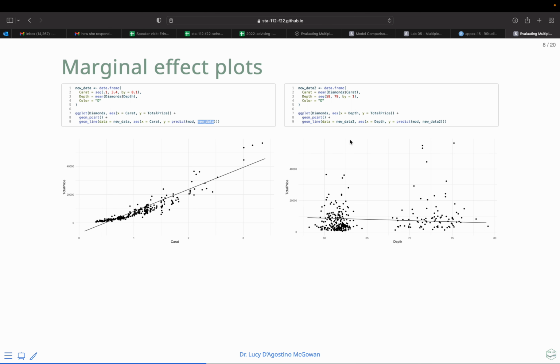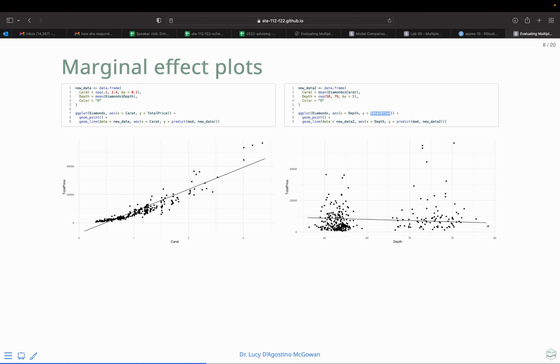I did the same thing here for depth. So instead of looking across different values of caret, I set caret to just its average value. And then I sequenced depth from 58 to 79, since that was the range of depth. I did the same thing here where the x-axis has depth and the y-axis has total price, and then I drew a line that was my prediction line. Now here, nonlinearity doesn't look like as much of a problem. It does look like we have some kind of latent classes here.